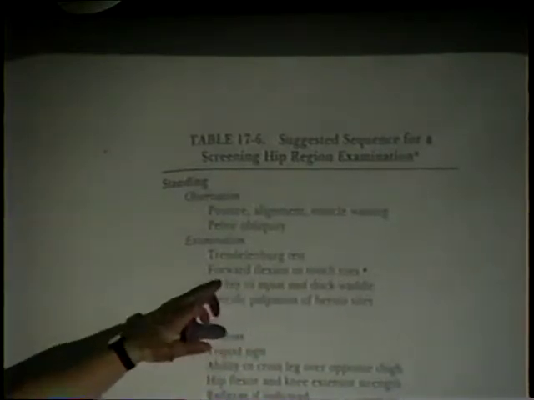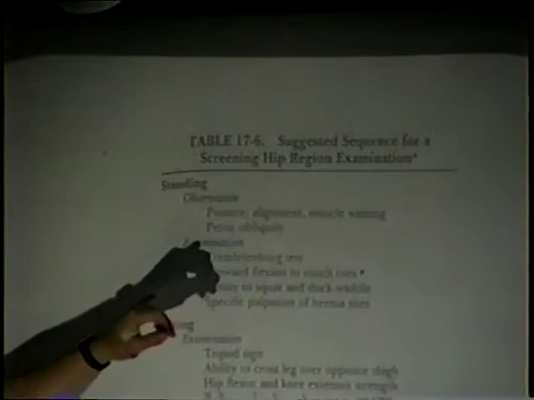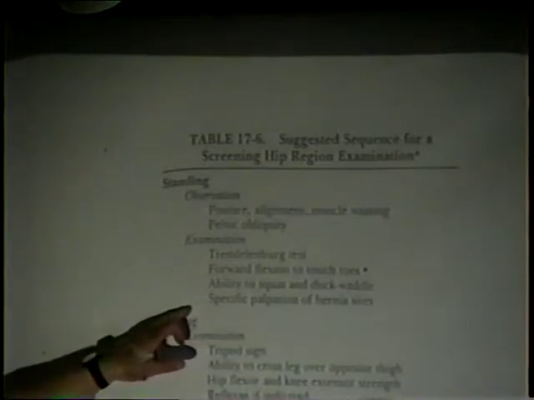So, we've got some weight-bearing tests. The Trendelenburg test, the forward flexion test, which grossly, of course, is going to look for hip joint movement and also length of the hamstrings and important things like this. The ability to squat and duck waddle. Specific palpation of hernia sites. This would be in terms of the femoral hernias and also the inguinal hernias.